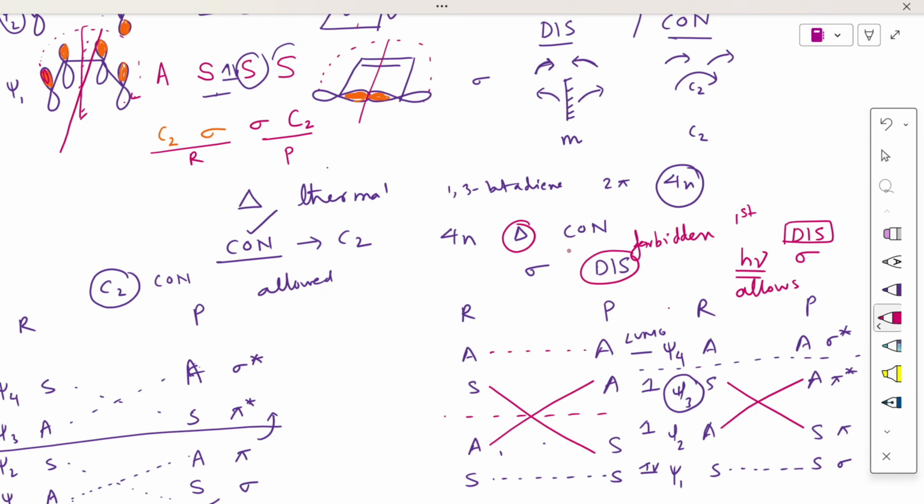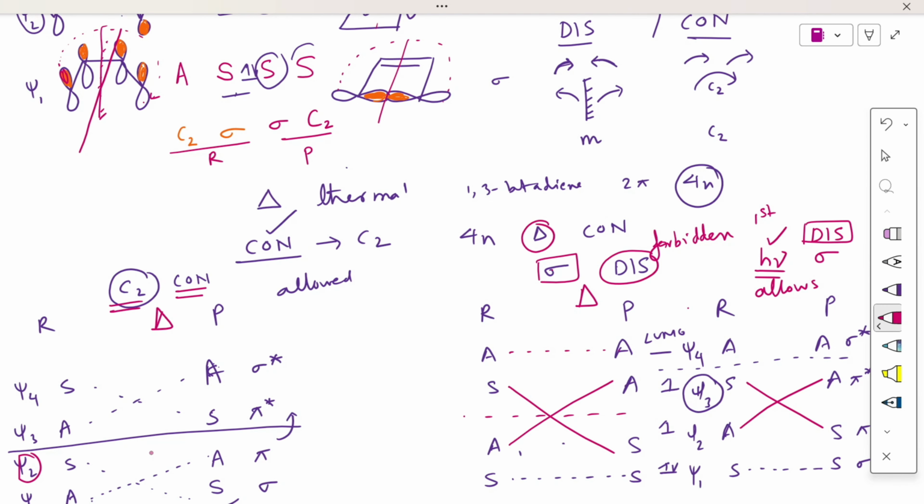Okay. So for sigma, the dis rotation is forbidden under thermal condition. It is allowed under photochemical condition. Whereas for C2, the con rotation is allowed under thermal condition. There is no crossover. You can see there is no crossover, and with Xi2 we have done this correlation. We have seen that there is no crossover.